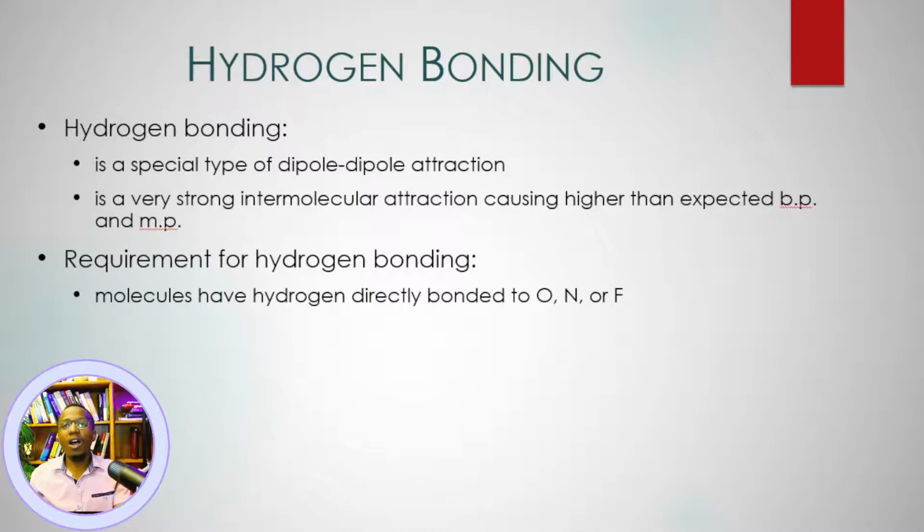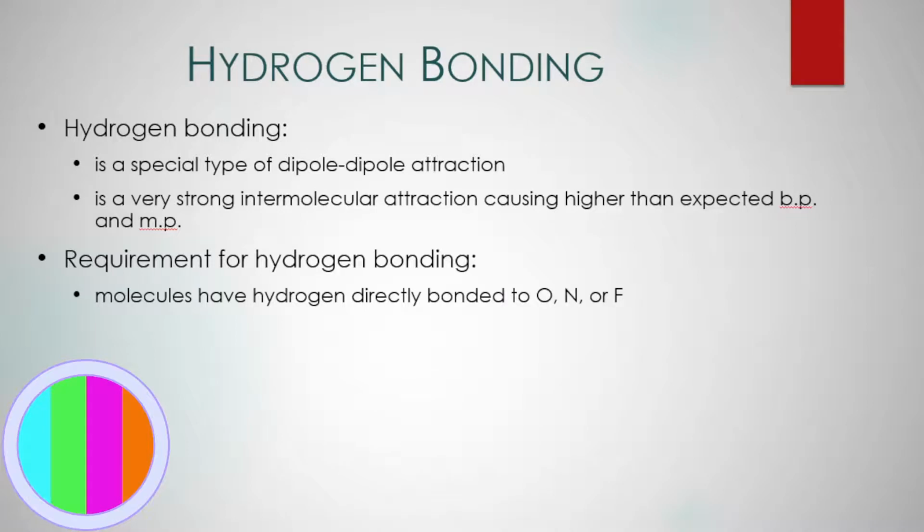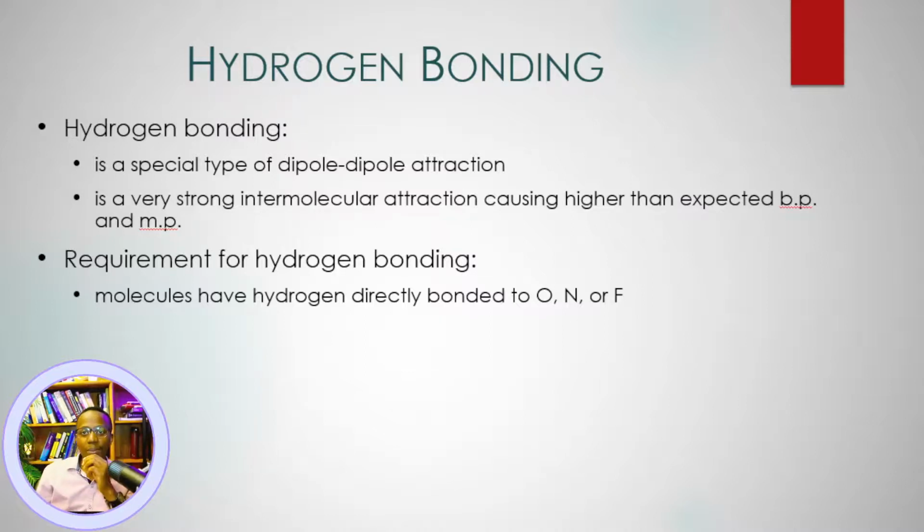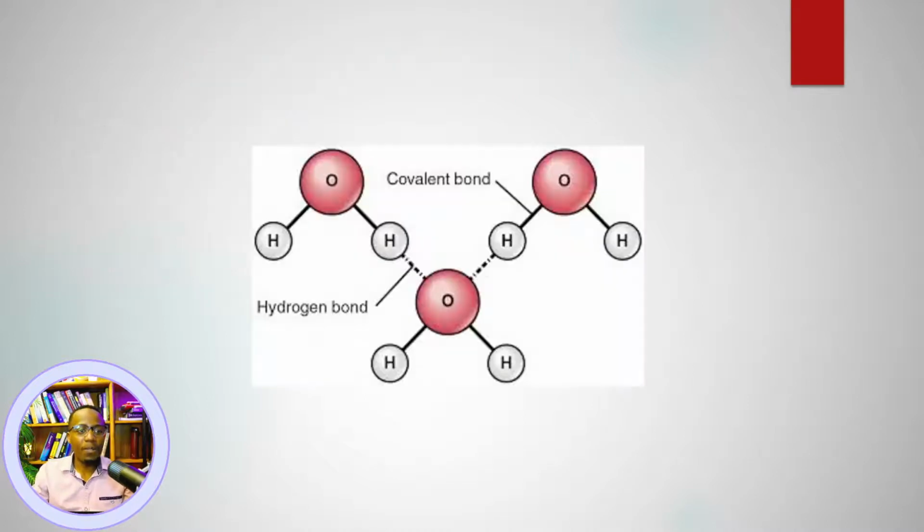Hydrogen bonds are also dipole-dipole interactions, but they are special dipole-dipole interactions, because this dipole-dipole interaction involves hydrogen and another high electronegativity element, right? So the hydrogen bonds occur between hydrogen and either nitrogen, oxygen, or fluorine, right? So this is an example. You have a polar molecule.